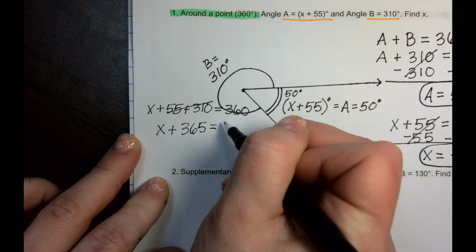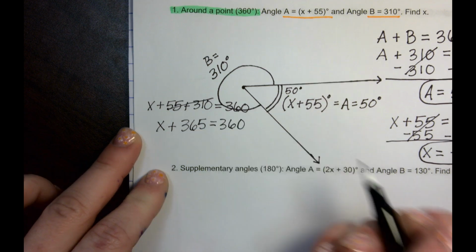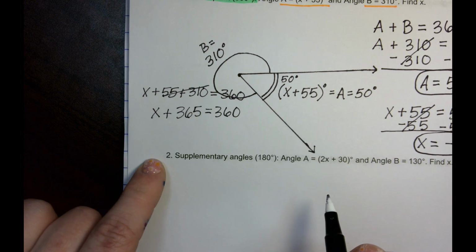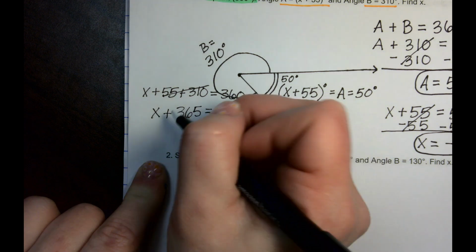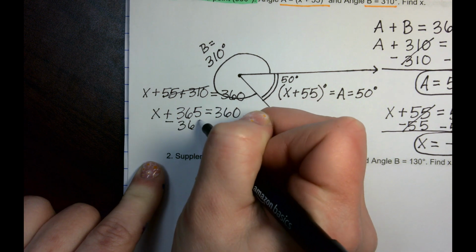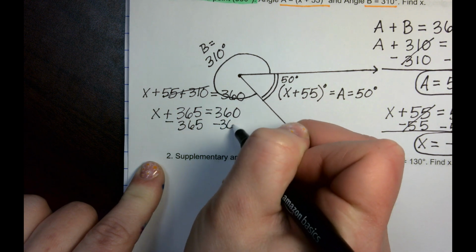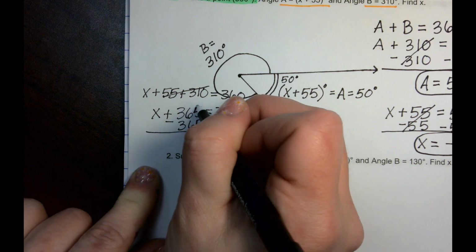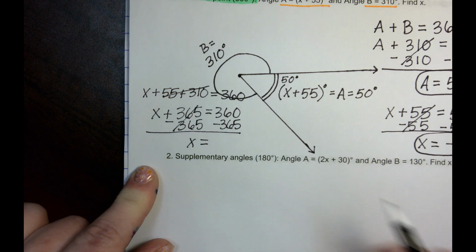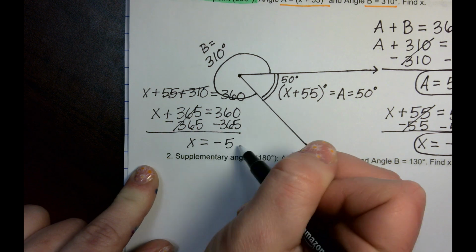365 equals 360. And what would my last step be? Minus 365. Good. Minus 365, minus 365. So x equals negative 5. You get the same answer. Yeah, I like that way better.